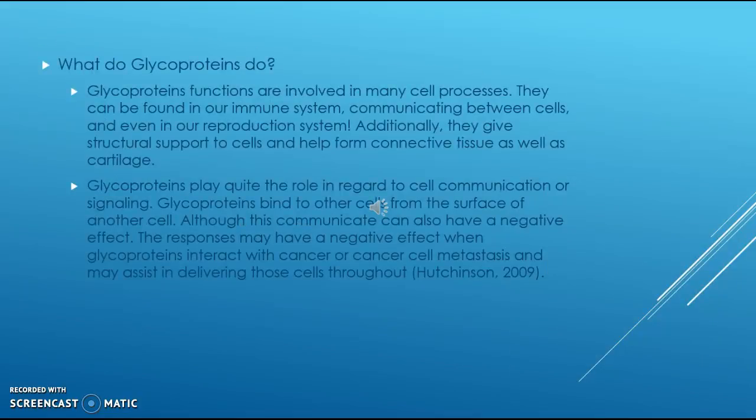What do glycoproteins do? Glycoprotein functions are involved in a lot of the cell processes going on within your body. They can be found in your immune system, they communicate between cells, and they're also in your reproductive system. Additionally, they give structural support to cells, and they help form connective tissue as well as cartilage, which we all know is very important.